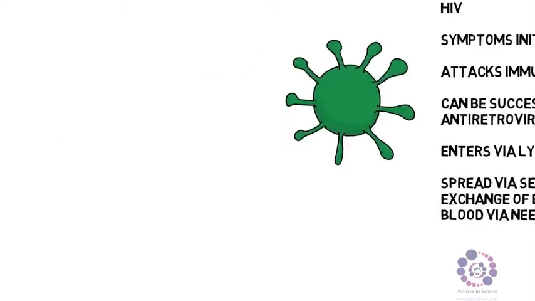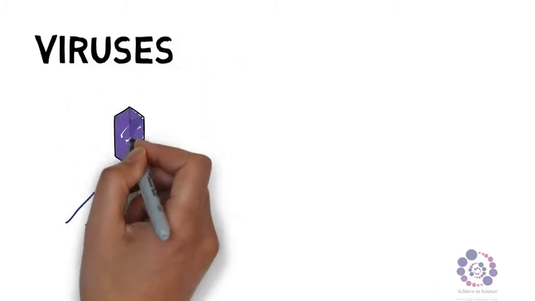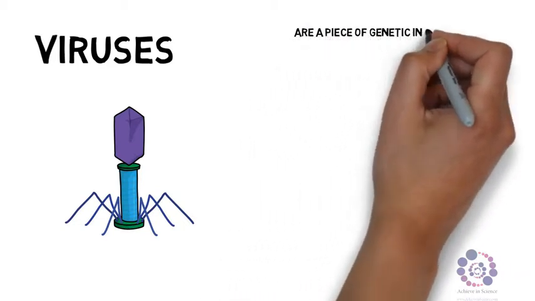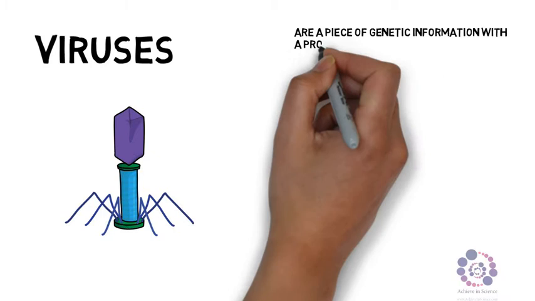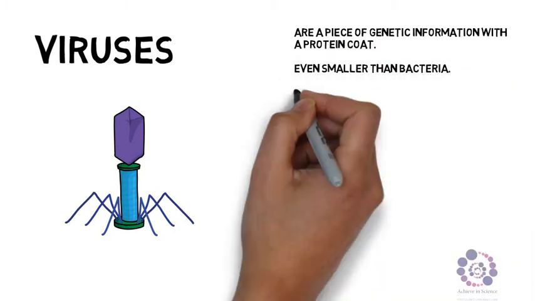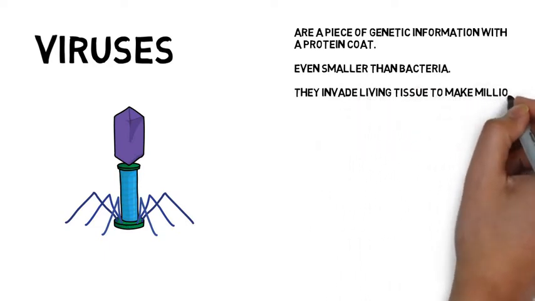So viruses, how do they differ to bacteria? Well, viruses are a piece of genetic information made with a protein code. They're smaller than bacteria. They are not everywhere. They invade living tissue where they copy themselves and make millions of copies. They're similar in that they release poisons which make you feel ill.